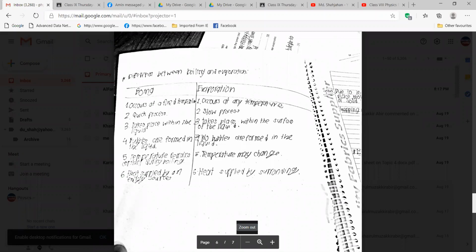Boiling occurs at a fixed temperature, evaporation occurs at any temperature. Boiling is a quick process, evaporation is a slow process. Boiling takes place within the liquid, evaporation takes place at the surface of the liquid. In boiling, bubbles are formed in the liquid; in evaporation, no bubbles are formed. Temperature remains constant during boiling; in evaporation temperature may change. In boiling, heat is supplied by an energy source; in evaporation, heat is supplied by the surroundings. Is it clear? Yes, sir.